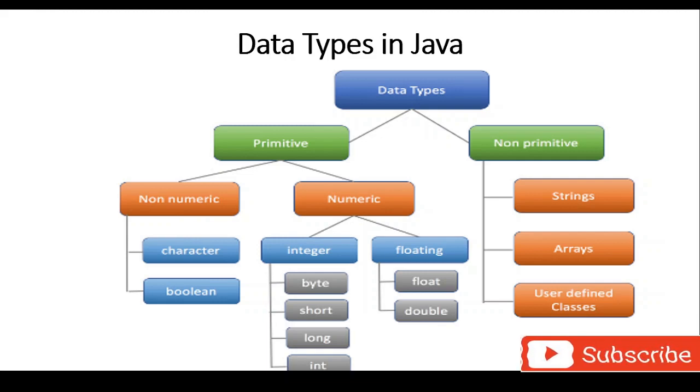Then when you go to the numeric data types, we have integers. Integers deal with whole numbers such as 1, 5, 7, 1000, and so on. Then we have what we call floating point. Floating points deal with decimals or fractions. And these floating points can further be classified into two main categories. We have the float and we have the double.